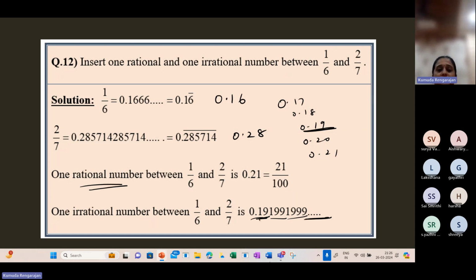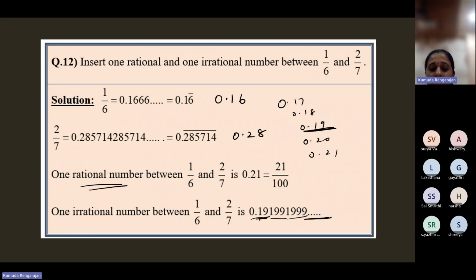It's not a repeating pattern, no? The pattern is different. 19, then 199, then 1999. We don't have a repeating pattern. It's not 19, 19, 19. So it's non-terminating and non-recurring.